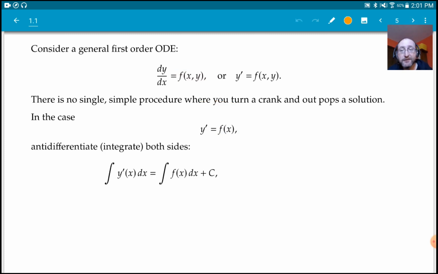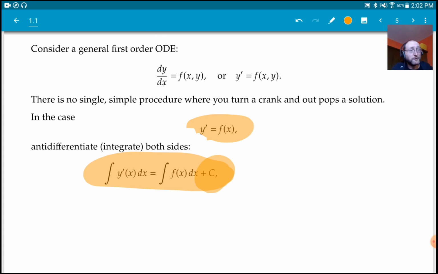Now, in this case, we could just integrate, anti-differentiate both sides of this equation. If we anti-differentiate y prime, that's just going to be y. And if we anti-differentiate f, it's whatever the antiderivative of f is. This is what we're doing. And don't forget to add the plus c. You've probably been drilled by now that you have to include plus c, otherwise you lose points.